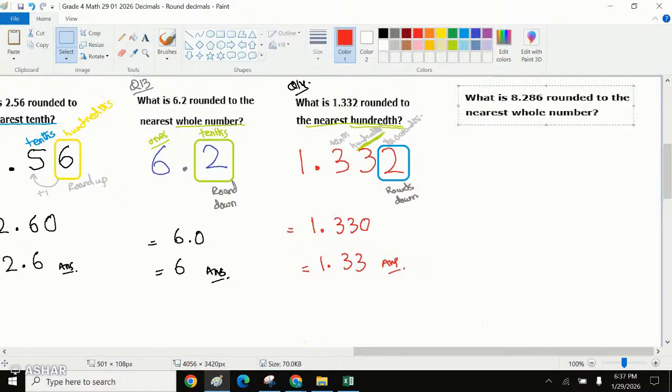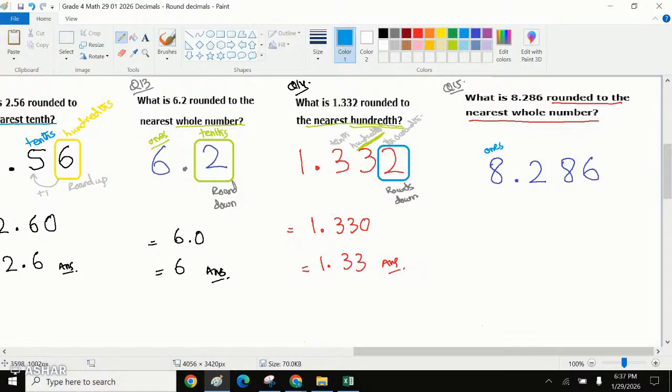Let's do one question before the test. Question number 15. They are telling us, what is 8.286 rounded off to the nearest whole number? That means we need to round it off to the ones position, right? We need to round it off to the ones.